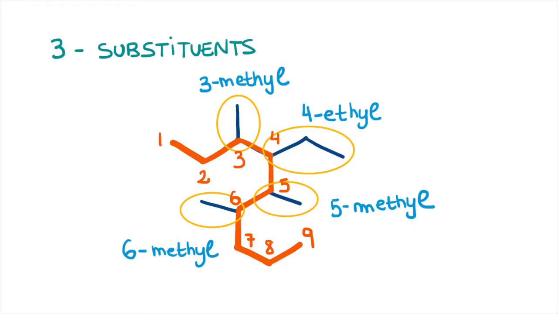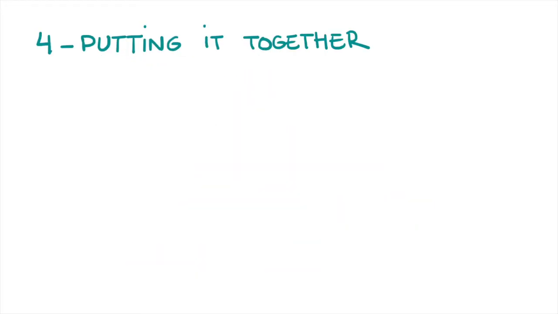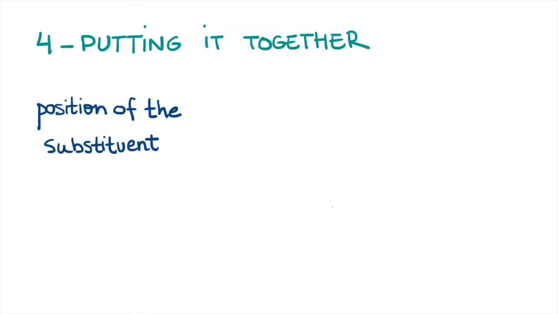The last step is to bring all the information together. We will follow this scheme. The position of the substituent, plus the substituent name, plus the name of the parent chain. The substituents must go in alphabetical order, so ethyl will go before methyl.